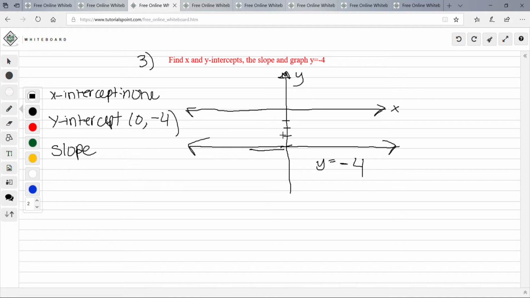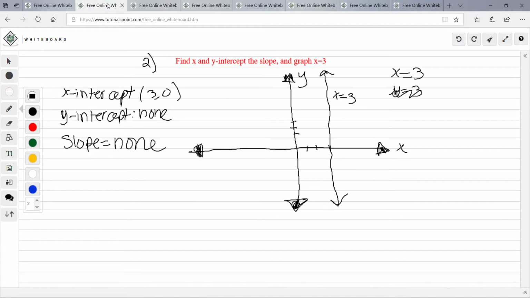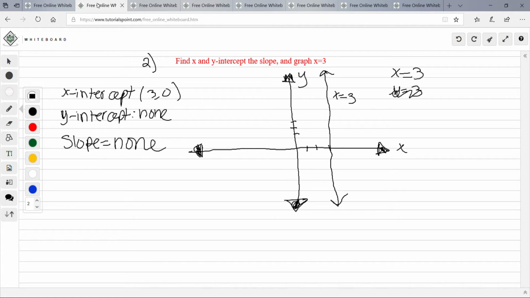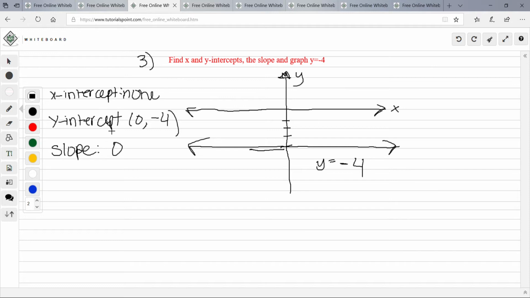Now, remember the last one? It didn't have a slope. I said none because it doesn't have a rise over run. In this case we do, but it's a slope of 0. So there's a difference between none and 0. Just remember, if it's horizontal, it has a slope of 0. If it's vertical, it doesn't have a slope. That's all you have to remember.